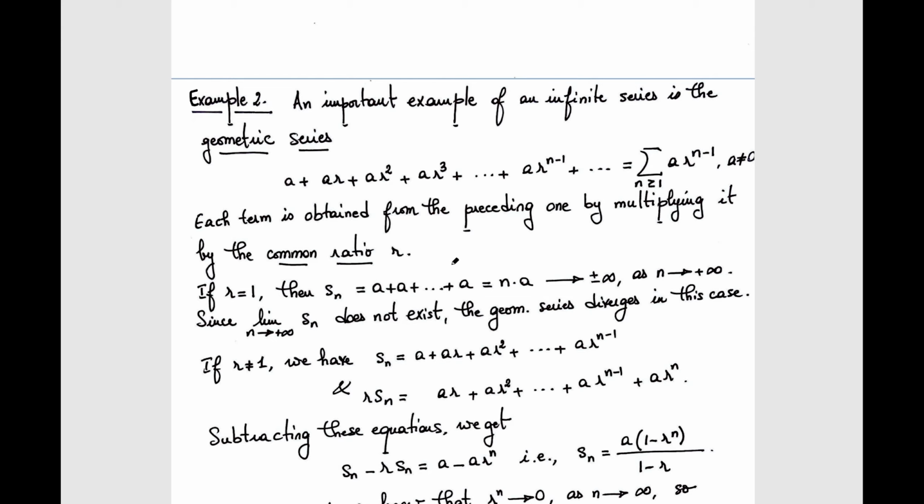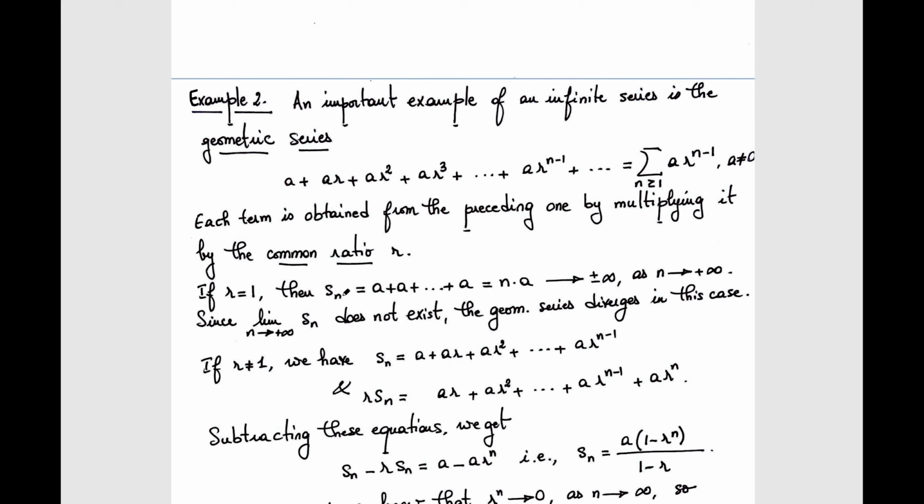Let's try to find where the series is convergent, and once it's convergent, let's find its limit. If R is 1, then the nth partial sum becomes a plus a plus a plus a, n times. That is n times a. And if n goes to infinity, that is going to go to either plus or minus infinity depending on the sign of a.